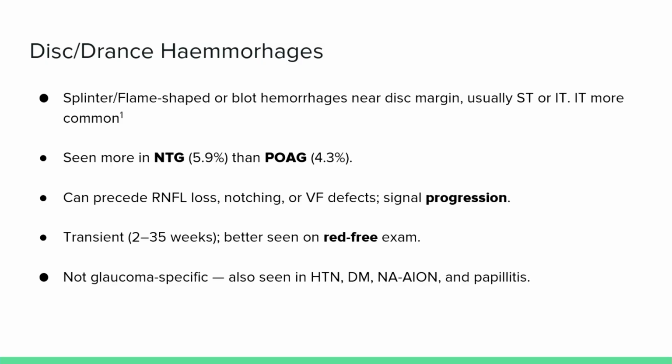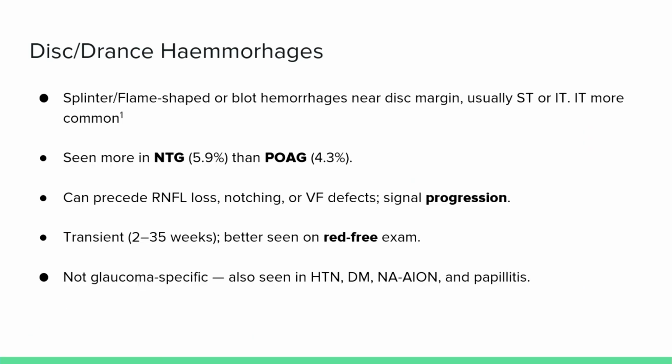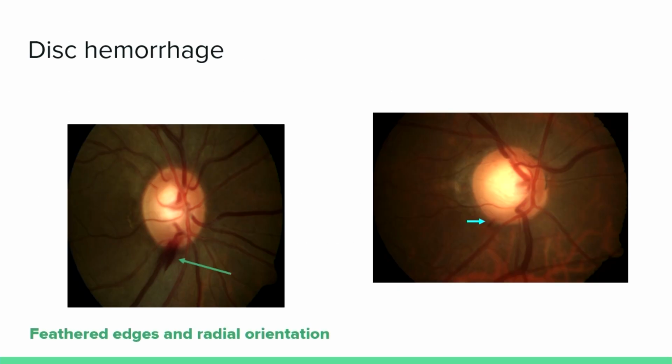But they are not specific to glaucoma. They can also be seen in hypertension, diabetes, NAION, and papillitis. So on an average, they last for about 8 to 12 weeks. But you also have to keep in mind other conditions in which you will find a disc hemorrhage. Another reason which is not mentioned is a posterior vitreous detachment. In that also you can have a disc hemorrhage.